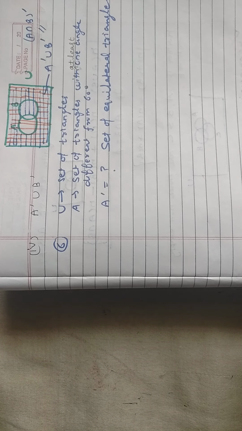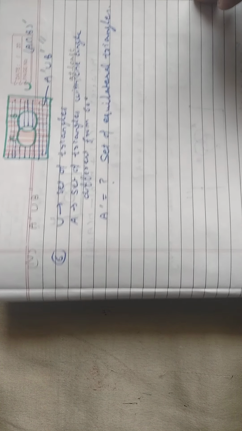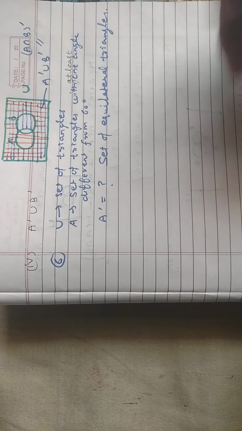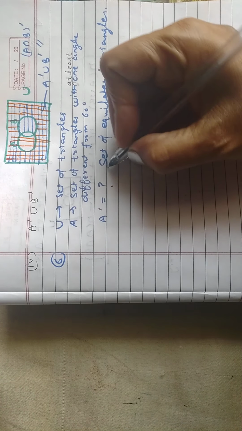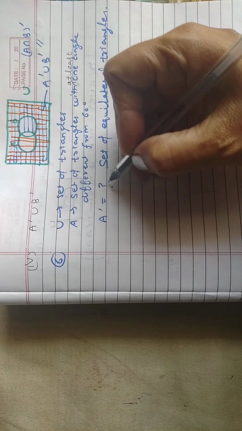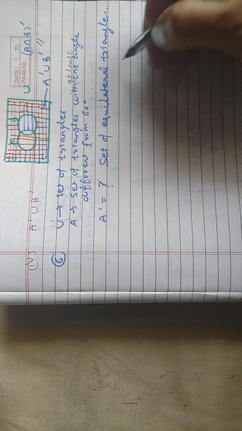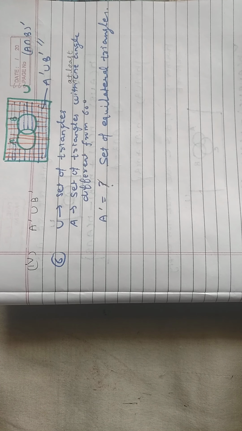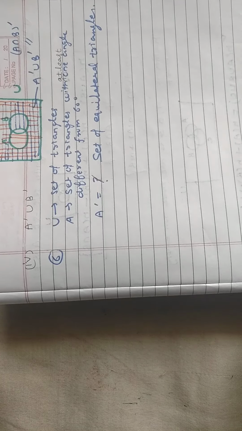Means at least one angle should be different from 60 degree, at most two, and all three can also be different from 60. What will be its complement? That all three must be same. It means when all three are equal, your answer is A' will be the set of equilateral triangles. So with this your 1.5 is over.